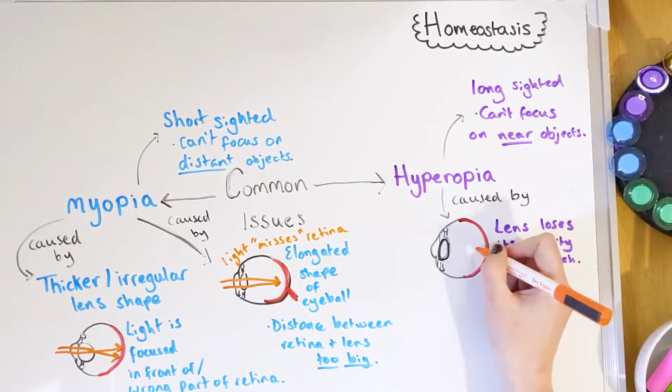So what happens here is, because the lens can't pull tight in order to refract that light more to focus on stuff that's up close, the light isn't bent properly, so you don't see things clearly.